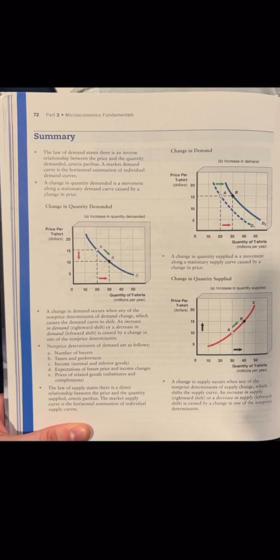The law of supply states that there's a direct relationship between price and quantity supplied, ceteris paribus. The market supply curve is a horizontal summation of individual supply curves. A change in quantity supplied is a movement along a stationary supply curve caused by a change in price. A change in supply occurs when any of the non-price determinants of supply change, which shifts the supply curve. An increase in supply, a rightward shift, or a decrease in supply, a leftward shift, is caused by a change in one of the non-price determinants.